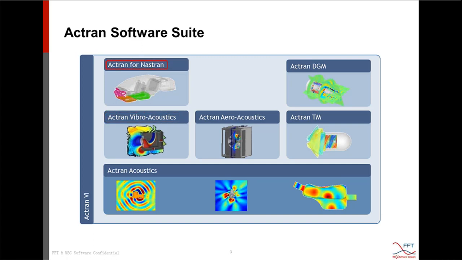As we go further, we have the module called Actran for Nastran. It is a method that combines the strengths of both Actran and Nastran. The strength of Actran is the accurate modeling of porous material, and the strength of Nastran is the capability of large-scale model analysis. When we combine these two, we are able to solve large vibro-acoustic problems involving porous material. A typical application is the NVH problem of a trimmed vehicle body.